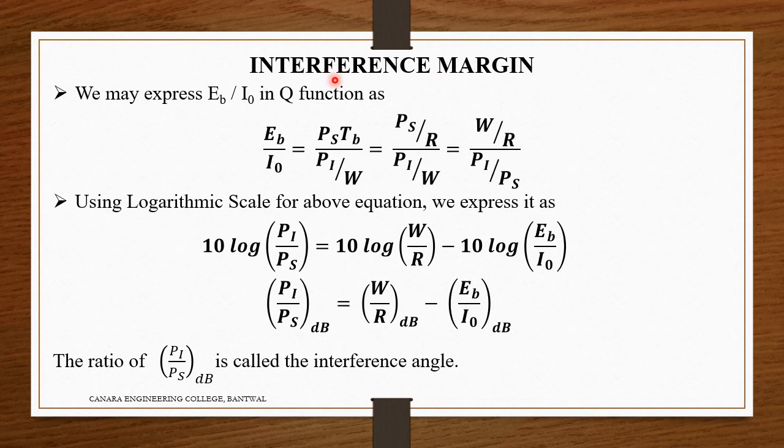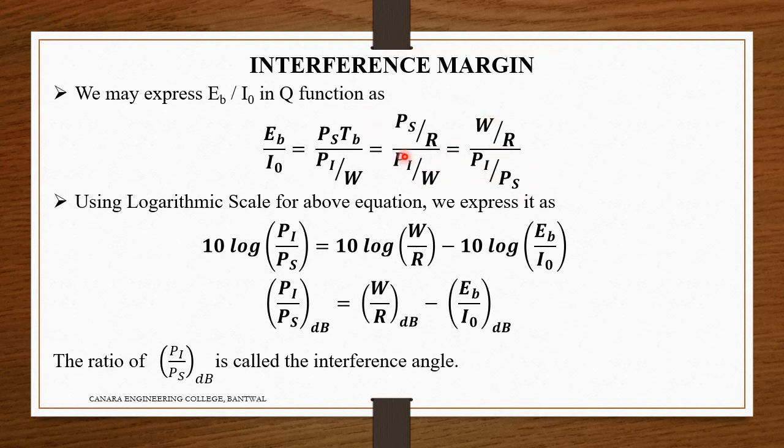Now what is this interference margin? How can it be done? If we express Eb by I naught in the Q function, Eb by I naught, where Eb is equal to Ps into Tb, divided by I naught, which is Pi by W, is equal to Ps by R, since 1 by Tb is equal to R, and I naught is Pi by W. The same thing I am going to present.